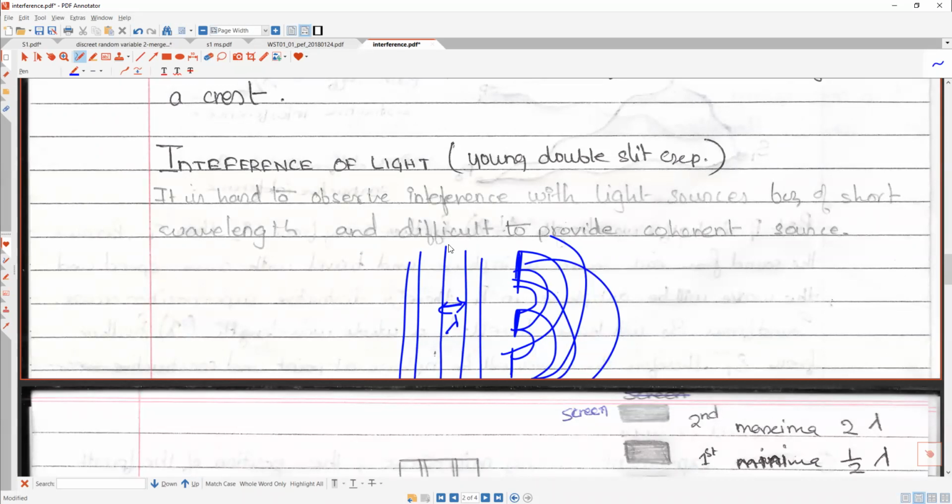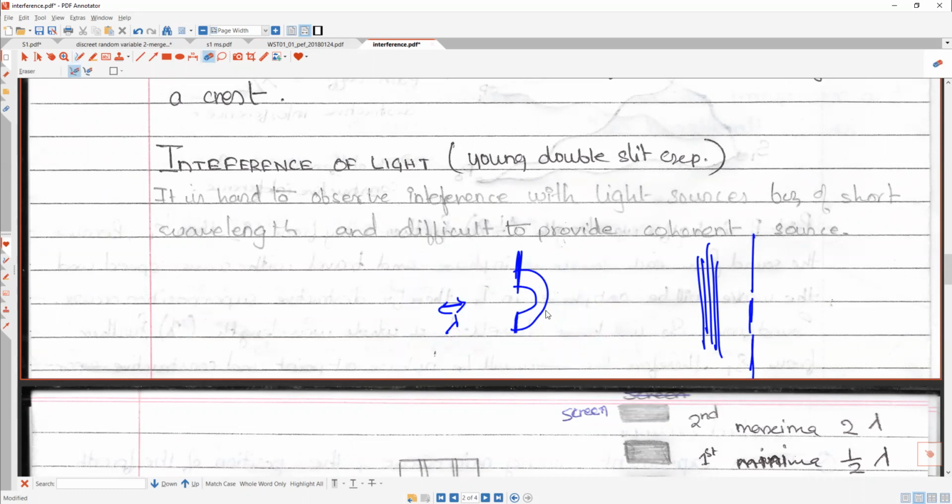Light waves are not easily diffracted, because the wavelength of light is very, very small, so you also need the gap to be very small. What will happen? If you put any gap in front of a light, it just passes through, because its wavelength is so small. It passes through without any diffraction.